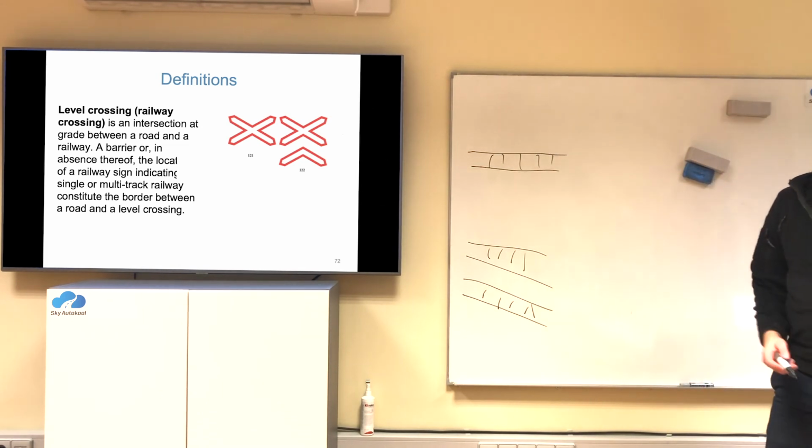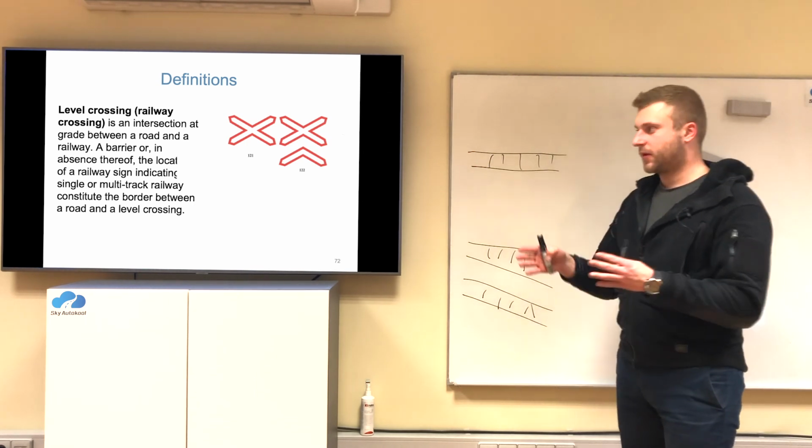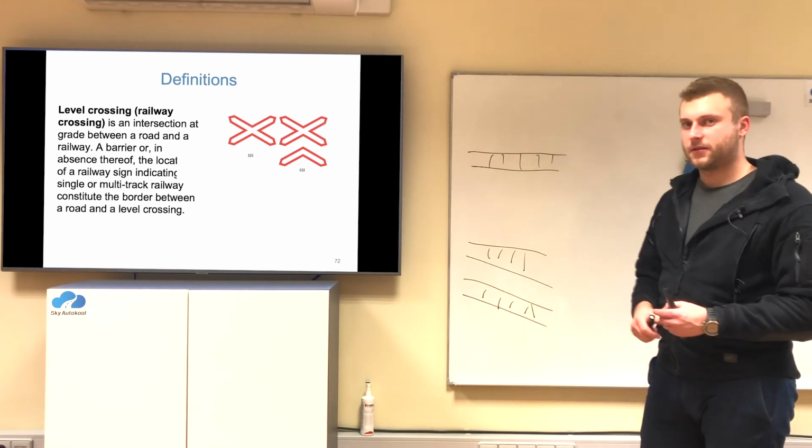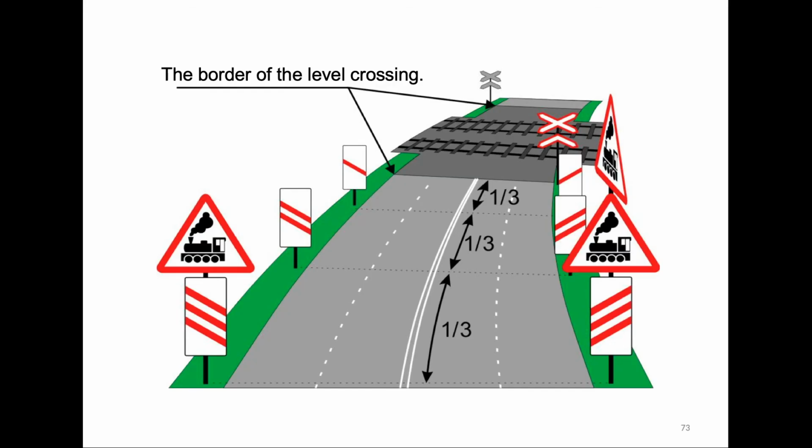You understand that? Yeah? And this sign also means the border between the road and the railway crossing area. Like on the picture, you see the gray area. So this is the border of the level crossing. Is it clear?